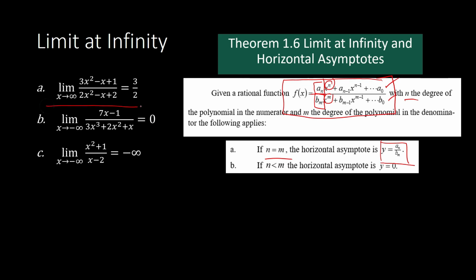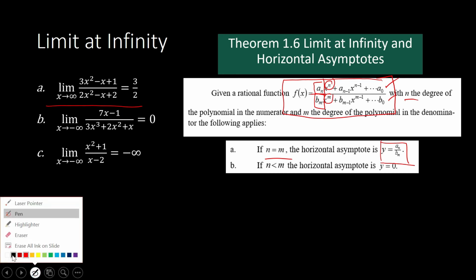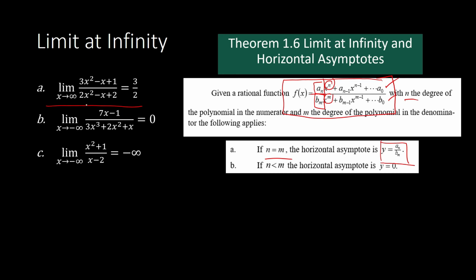Look at this. So the degree of our function here, the numerator and the denominator, is both equal to 2. And look at what we found out. As x approaches infinity, it approaches the line y is equal to 3 halves. And where is 3 halves here? Look at this. This is 3 and this is 2.